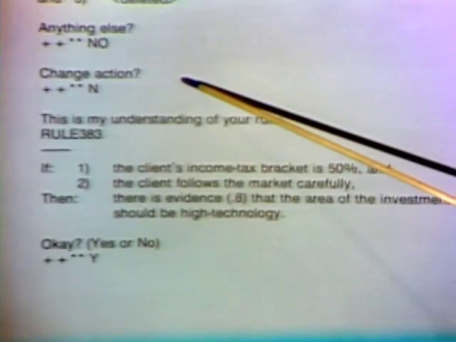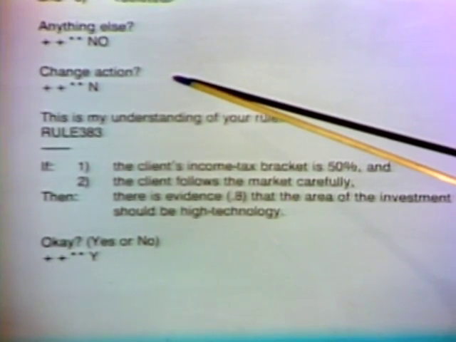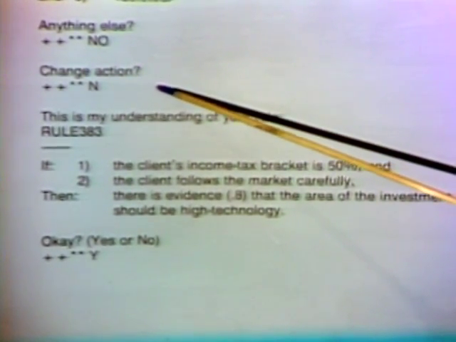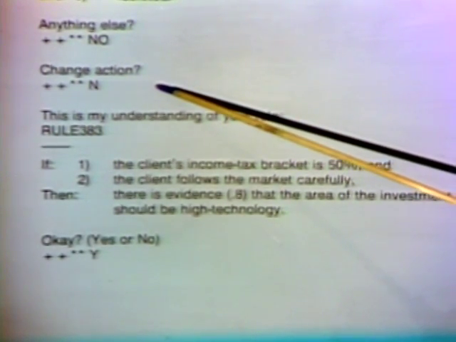Do you want to make any changes to the action? And it turns out in this case the answer is no, we don't need to make any changes. As it turns out in this case, the system was able to get the action part of the rule, the then part of the rule, figured out correctly the first time around.